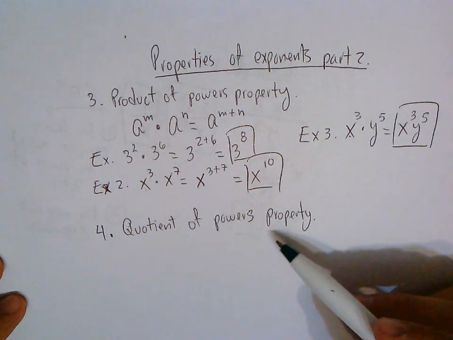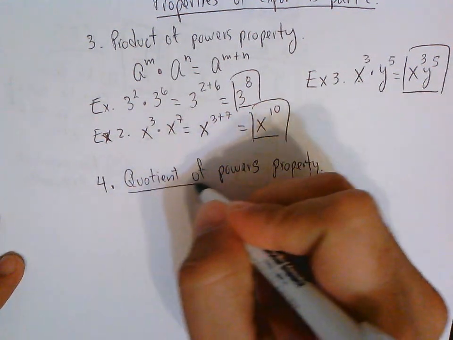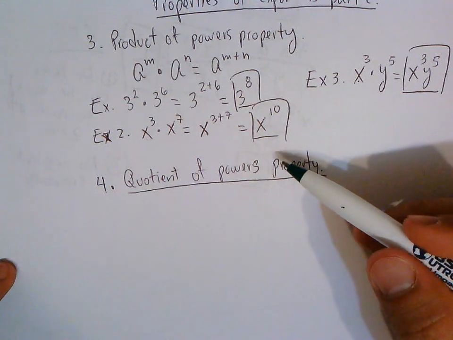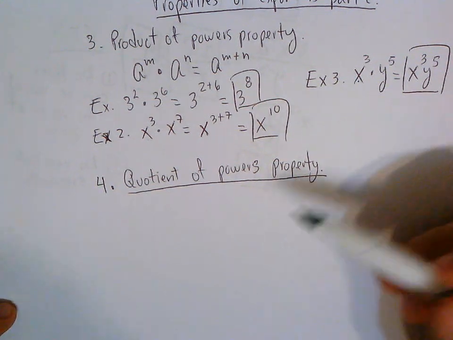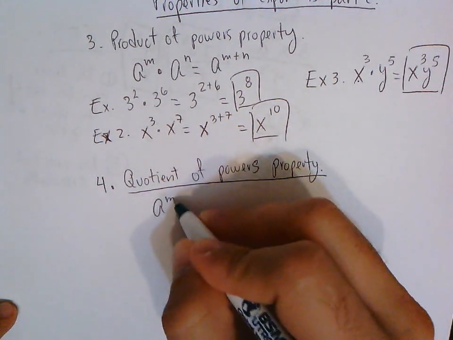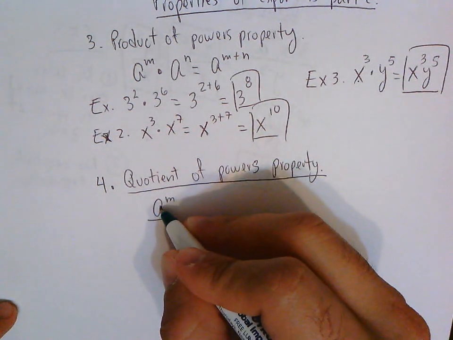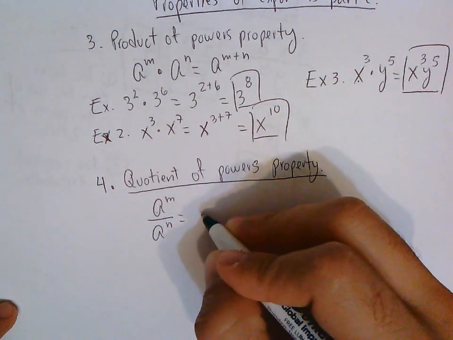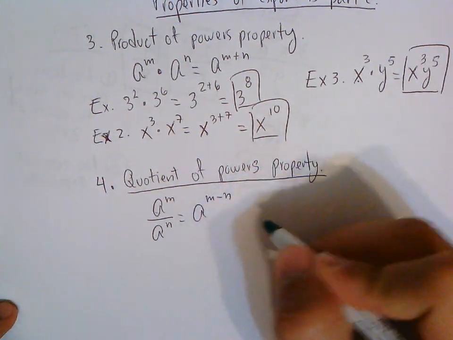Let me jump very quickly to my second property. That is the quotient of powers property. What this says is that if I have exponents dividing each other with the same base, I can just subtract the exponents. So if I have a number a raised to the power of m over a raised to the power of n, I can keep the same base and I can subtract the powers.